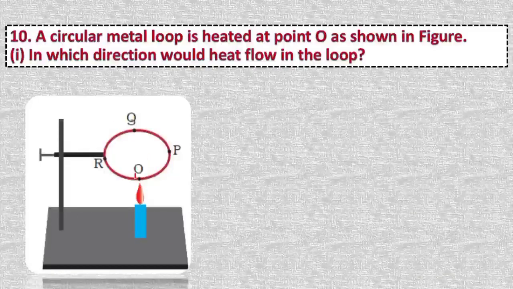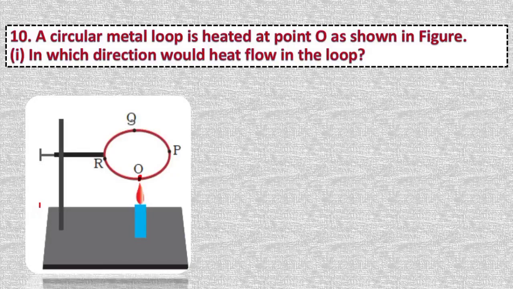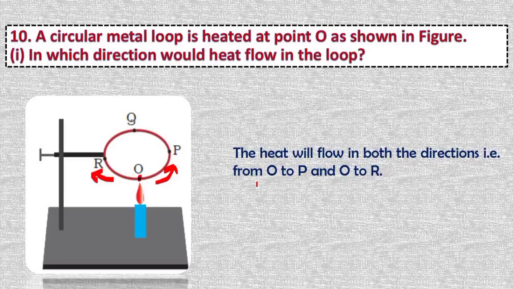The next question is, a circular metal loop is heated at point O as shown in the figure. Here it is heated. In which direction would heat flow in the loop? We know that it is being heated at the center, and metal is a good conductor of heat. It moves in both directions. It moves from O to R as well as from O to P. The heat will flow in both directions, that is from O to P and O to R.